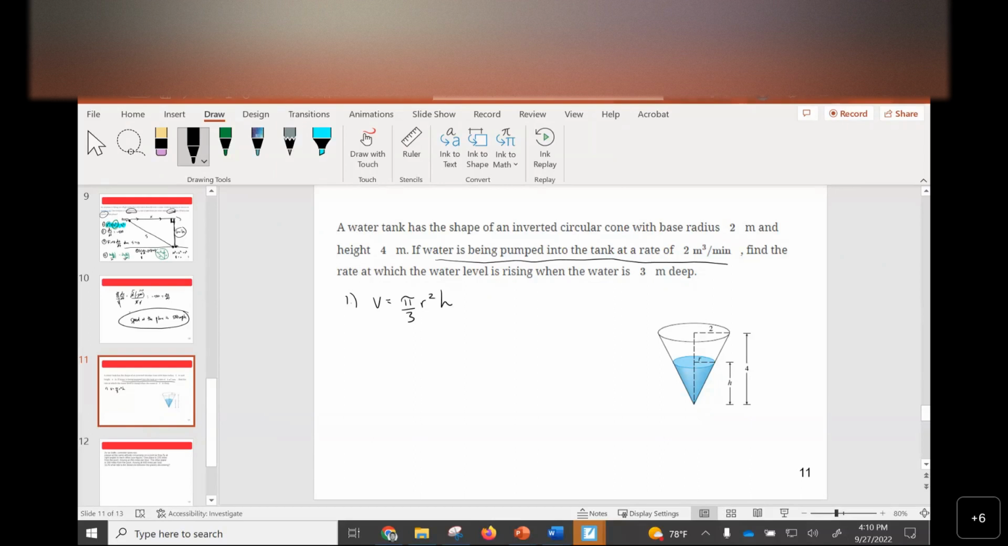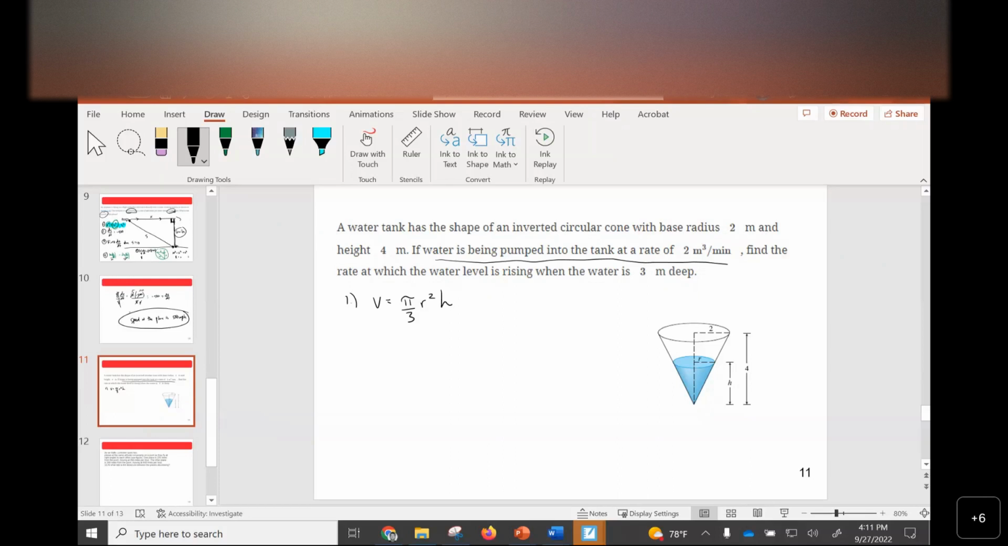Good. Because if water is pumped into a tank at a rate, is that maybe the height? But the rate is 2 cubic meters per minute. So that's telling me that that's got to be the rate at which the volume changes. Good. Find the rate at which the water level is rising. That's dH/dt. Hopefully that makes sense.